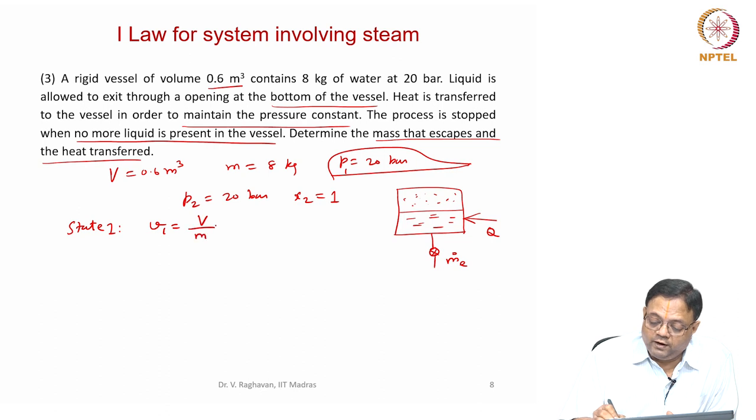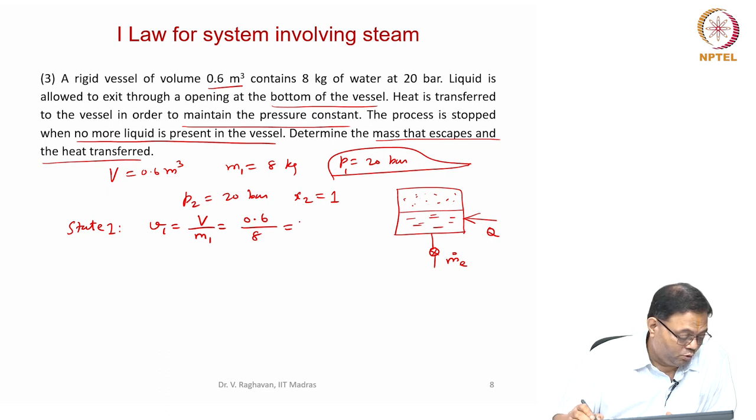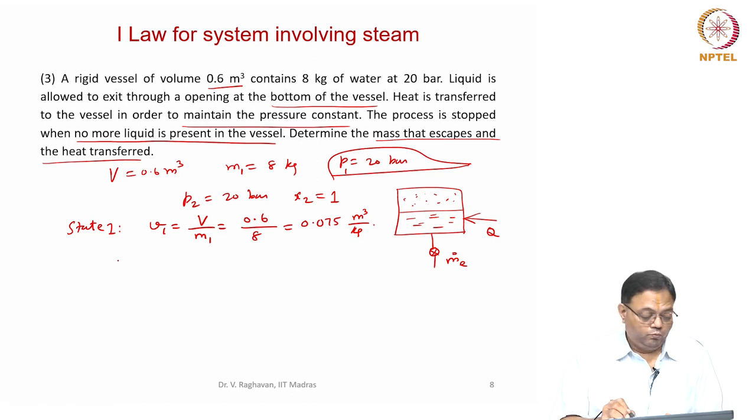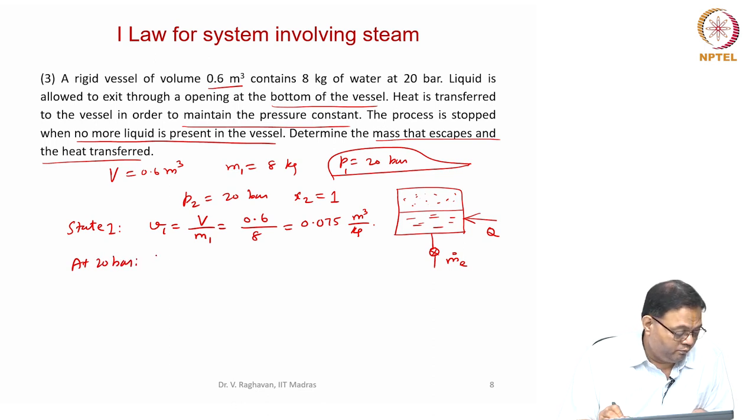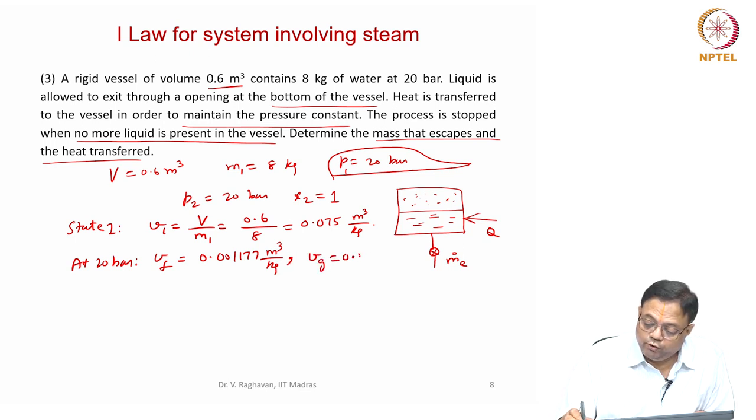V1 equal to V by M1, because mass is going to change. So V by M1 equal to 0.6 divided by 8 equal to 0.075 meter cube per kg. Then the pressure is 20 bar. At 20 bar, we take from the tables Vf equal to 0.001177 meter cube per kg and Vg equal to 0.1 meter cube per kg. You can see from the tables.